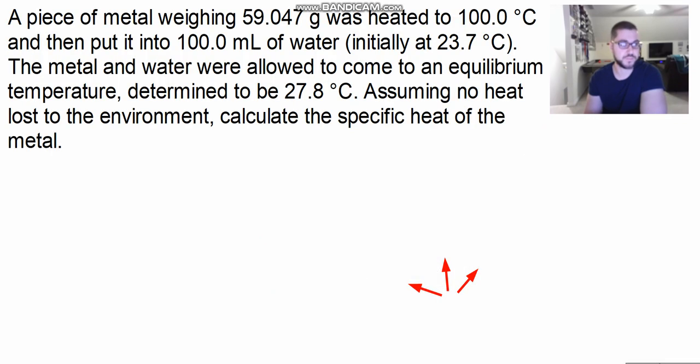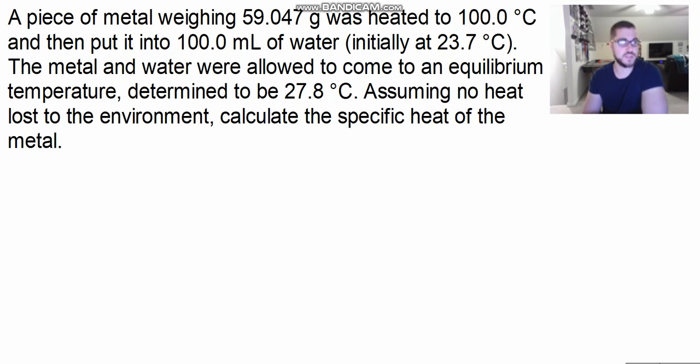So right here, we're basically looking at a pretty common example you might see. So again, we have a metal. Now, we're not told what element this is or what type of metal it is, but we'll get to that part a little later. But we have a piece of metal, we're given its mass, and we're told it's heated to 100 degrees Celsius. It is then put into 100 milliliters of water, and we're told the water's temperature in this case is 23.7 degrees Celsius.